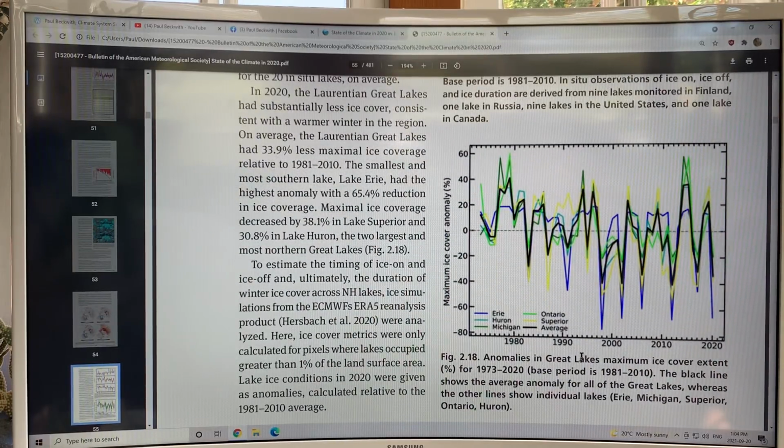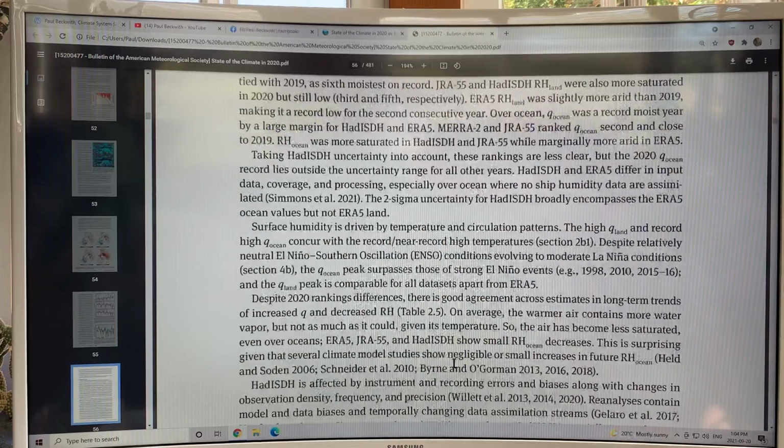This is the Great Lakes in Canada. You can look at the Great Lakes and the different colors of the different lakes, and you can see how the general trend is the maximum ice cover anomaly percentage is decreasing here. So less and less of the Great Lakes are being covered with ice.